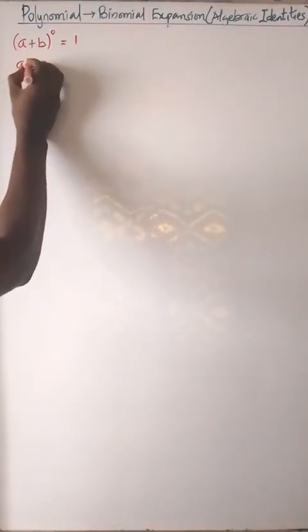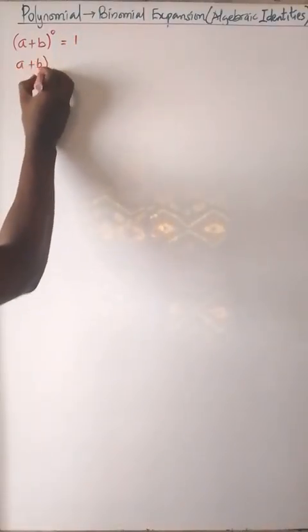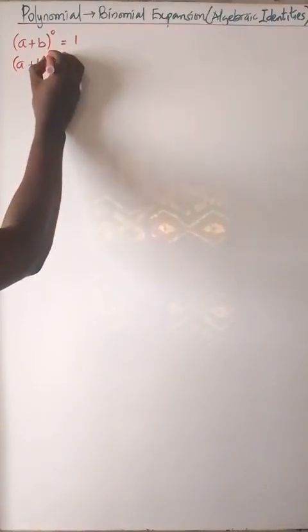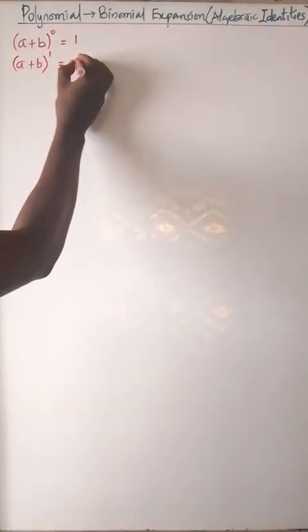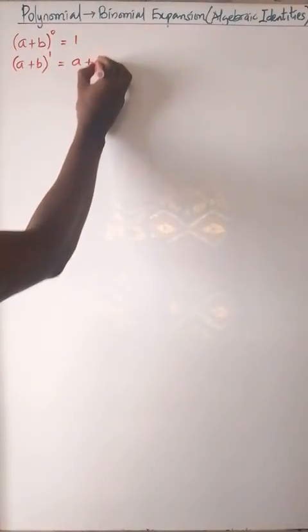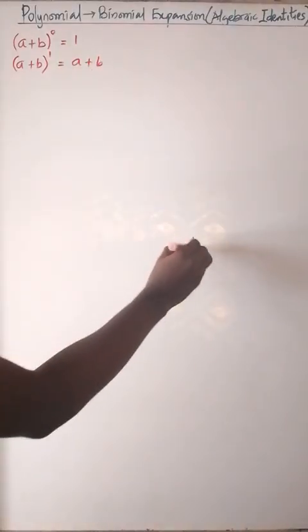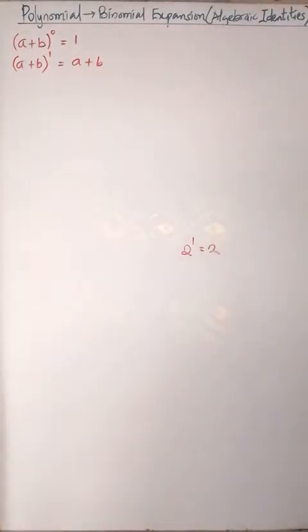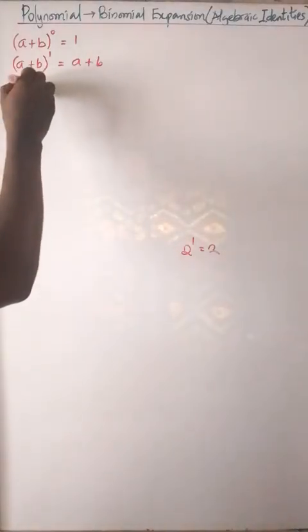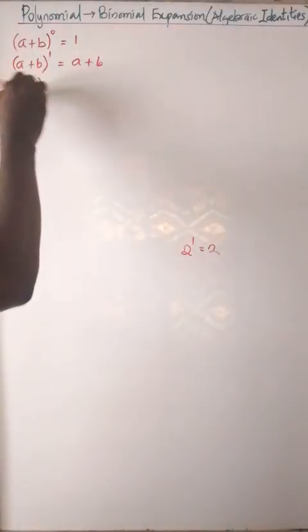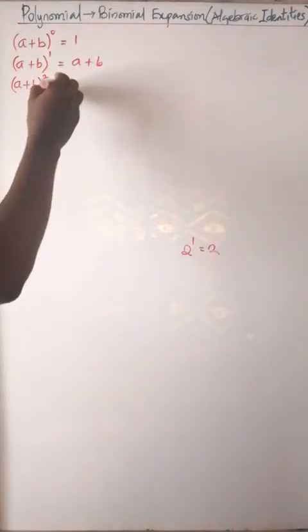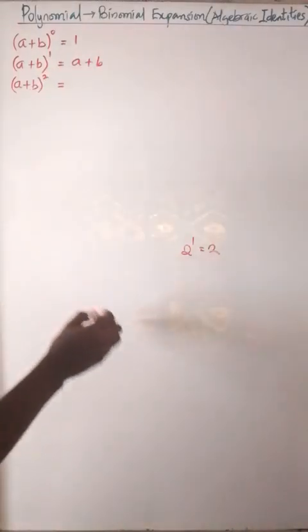So if you now do a plus b, if you raise it to the power of 1, anything raised to the power of 1 means that thing will be written again. For example, 2 to the power of 1 is still 2. So what if we now have a plus b all squared? For this one, what will be the final answer?